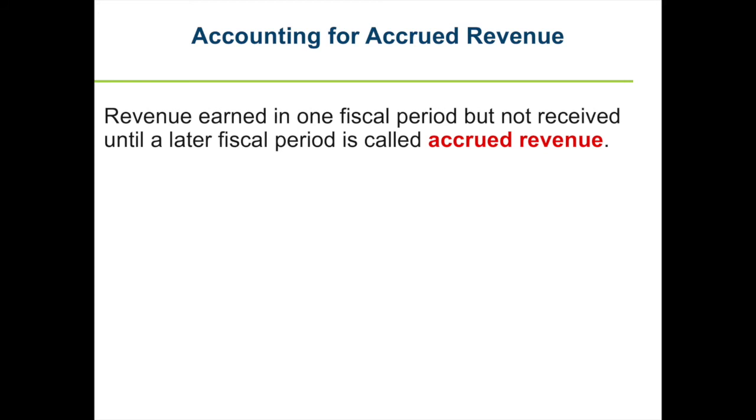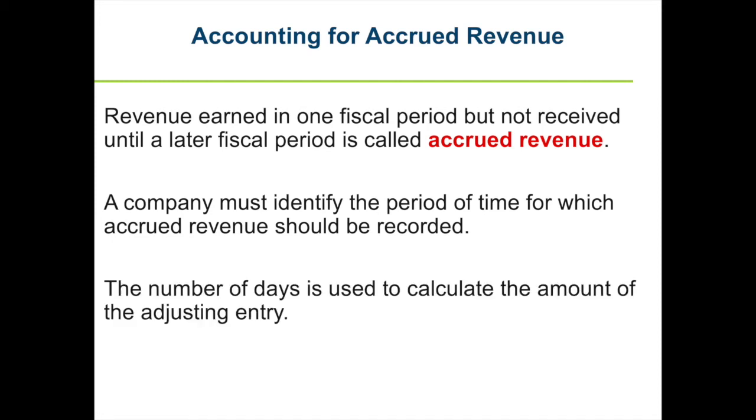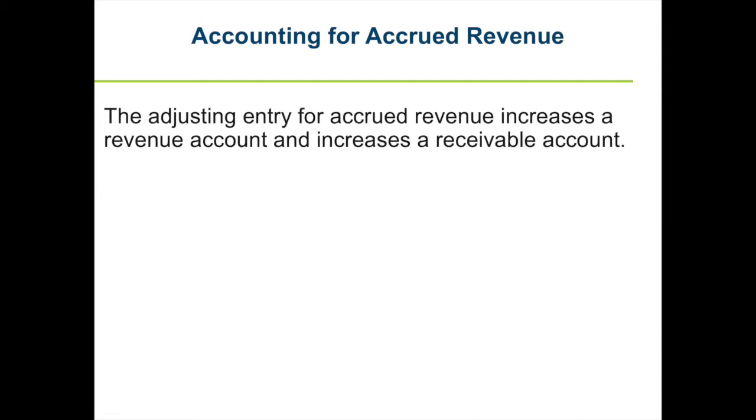Revenue earned in one fiscal period but not received until a later fiscal period is called accrued revenue. A company must identify the period of time for which accrued revenue should be recorded. The number of days is used to calculate the amount of the adjusting entry. The adjusting entry for accrued revenue increases the revenue account, which means we credit that account, and it increases a receivable account, which means we debit that account.